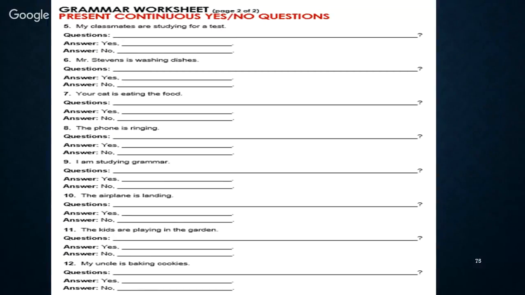The phone is ringing. Is the phone ringing? Yes, it is. No, it isn't. I'm studying grammar. Am I studying grammar? Yes, you are. No, you aren't. The airplane is landing. Is the airplane landing? Yes, it is. No, it isn't. The kids are playing in the garden. Are the kids playing in the garden? Yes, they are. No, they aren't. My uncle is baking cookies. Is my uncle baking cookies? Yes, he is. No, he isn't.